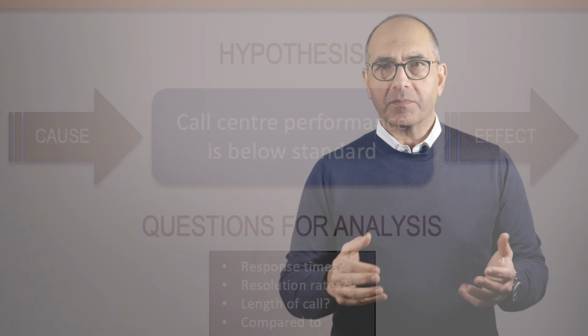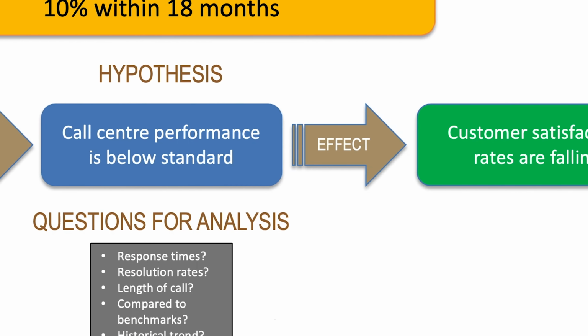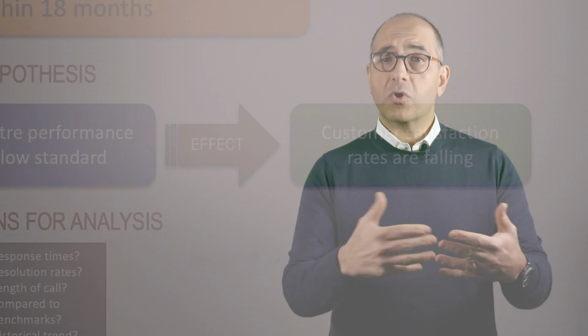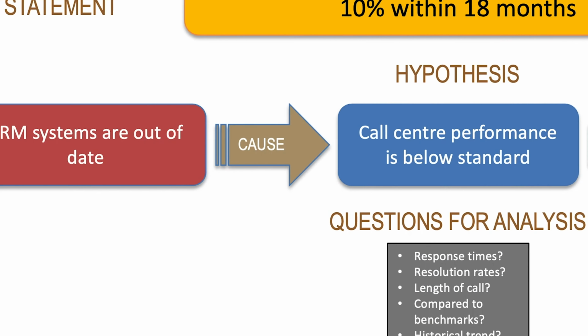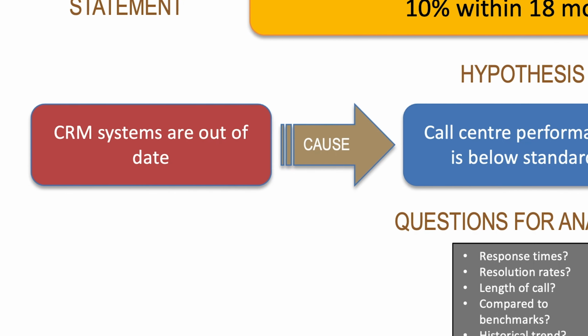Well, let's bring together some other observations we've had. Let's hypothesize that poor call center performance has led to declining customer satisfaction rates. This would be a cause-effect relationship. Let's also hypothesize that the reason the call center is underperforming is because their technology is not up to speed.